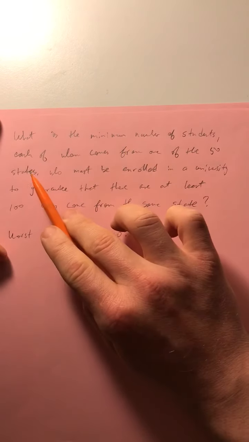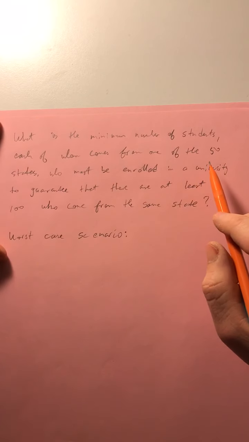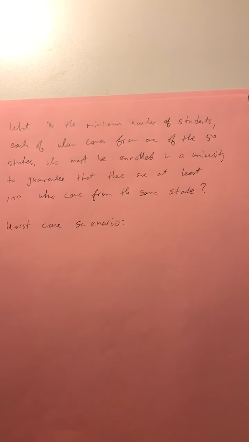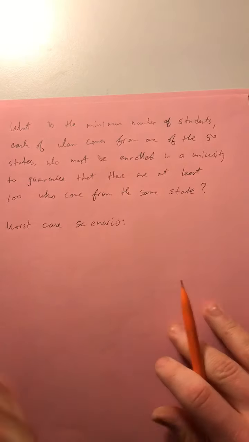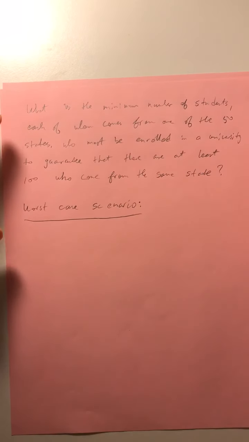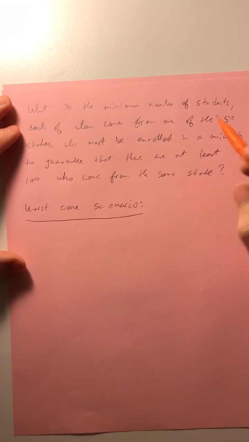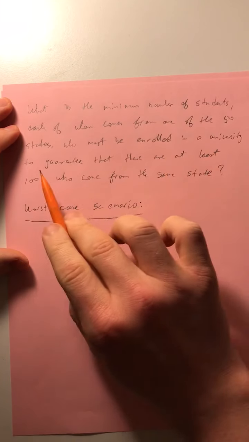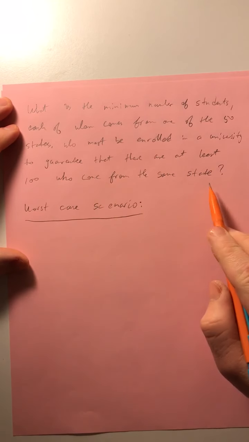What is the minimum number of students, each of whom comes from one of the 50 U.S. states, who must be enrolled in a university to guarantee that there are at least 100 students from the same state? Okay? So that's a question that is answerable by the thing on the previous page. So what I'd like to do in this case is imagine the worst case scenario. So we're looking for the minimum number of students that we have to have enrolled to guarantee that there are at least 100 from the same state.